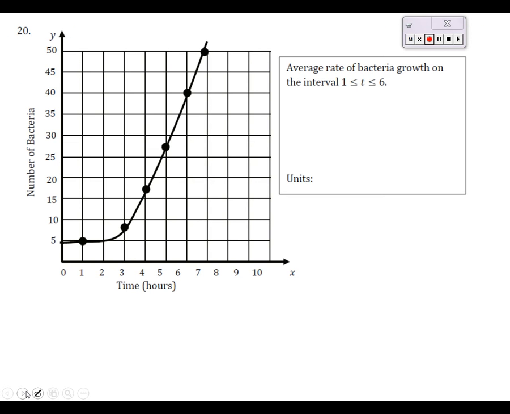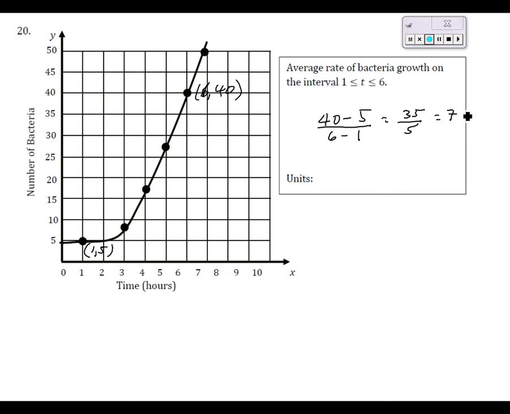The next one is the same question, getting the average rate of growth of bacteria given the graph. So we're going to follow the same procedure as the question on number 19. The first point is at (1, 5) and the last point is at (6, 40). Using these two coordinates, we can find the average rate of growth, that's the slope, which is 40 minus 5 over 6 minus 1. It's going to be 35 over 5, which is equal to 7.